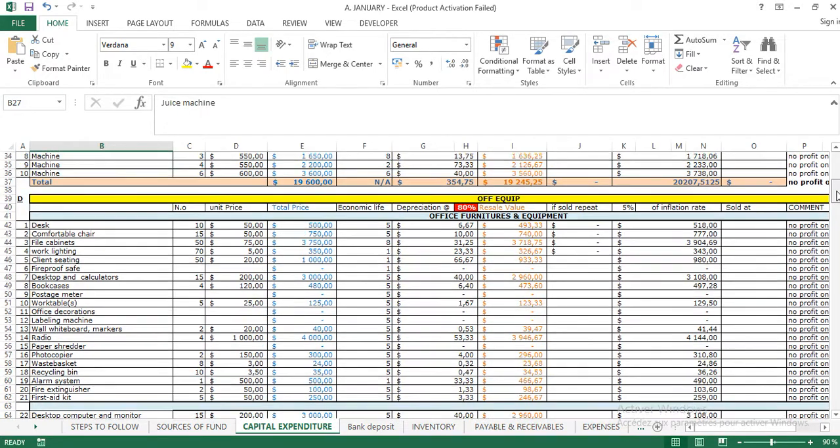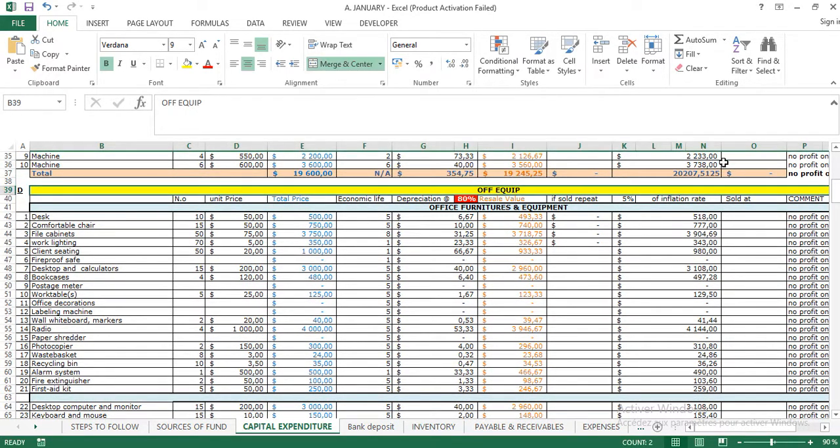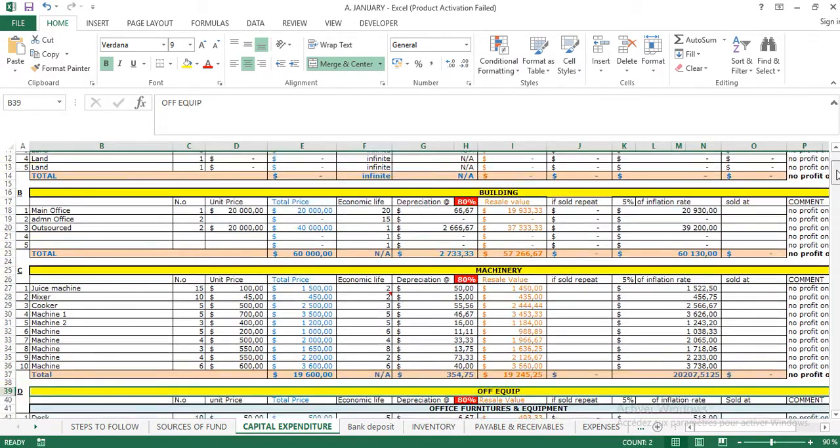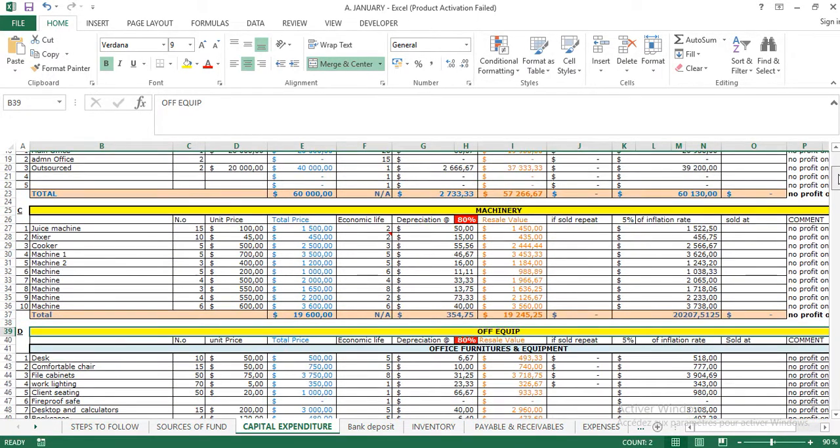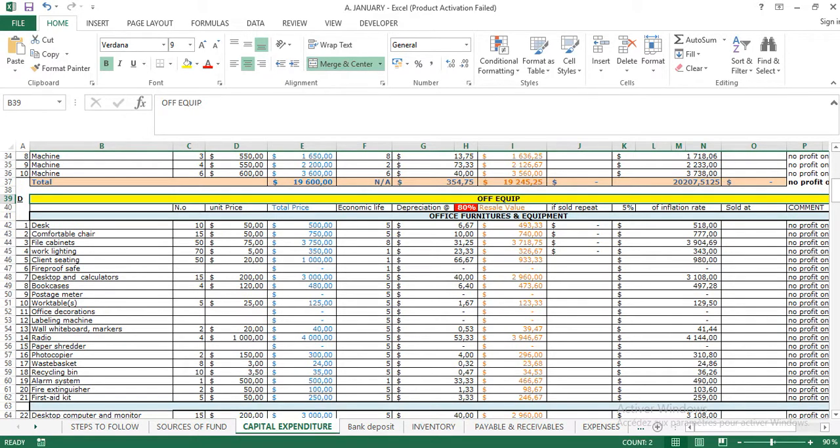Then you got office equipment. What is office equipment? There is a difference between office equipment and office, or building. Office equipment is all the tools, all the equipment that you need inside your office in order for you to be fully operational.